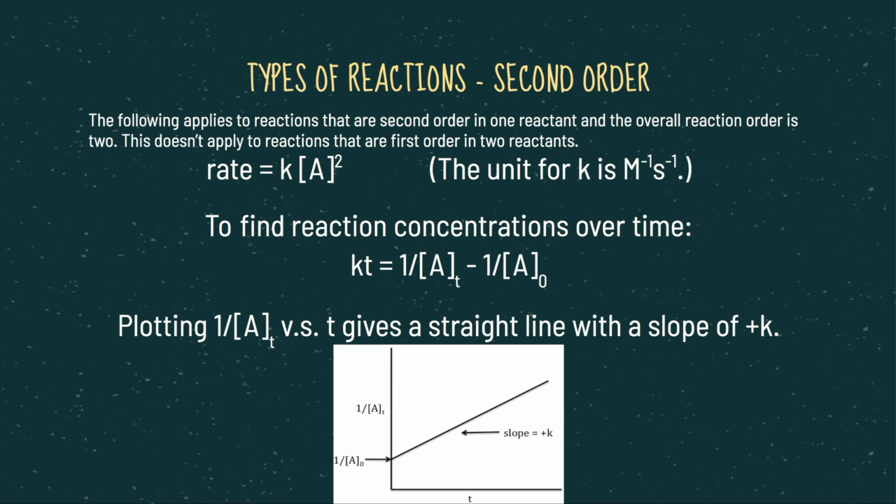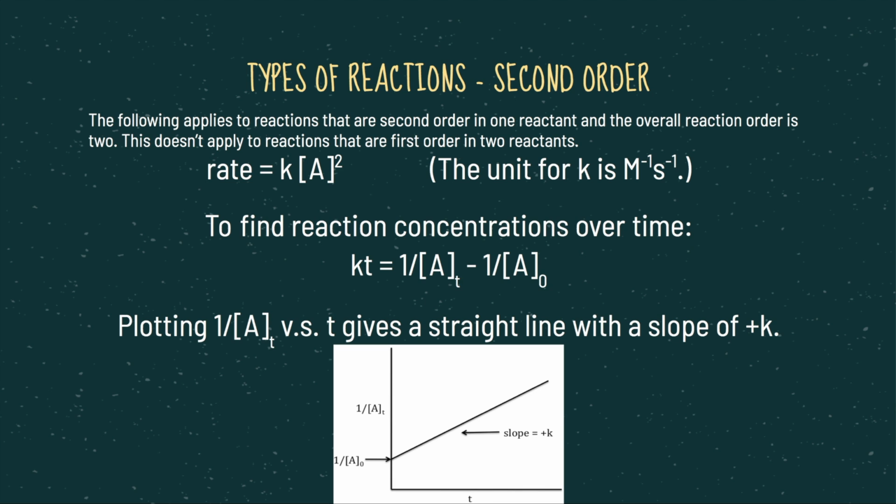Everything on this slide and the next slide only applies to reactions that are second order in one reactant, not first order in 2 reactants to have an overall reaction order of 2. The rate law of a second order reaction is the rate constant times the concentration of the reactant squared. The unit of the rate constant in a second order reaction is molar to the negative 1 and seconds to the negative 1. This next equation is how you can find reaction concentrations over time.